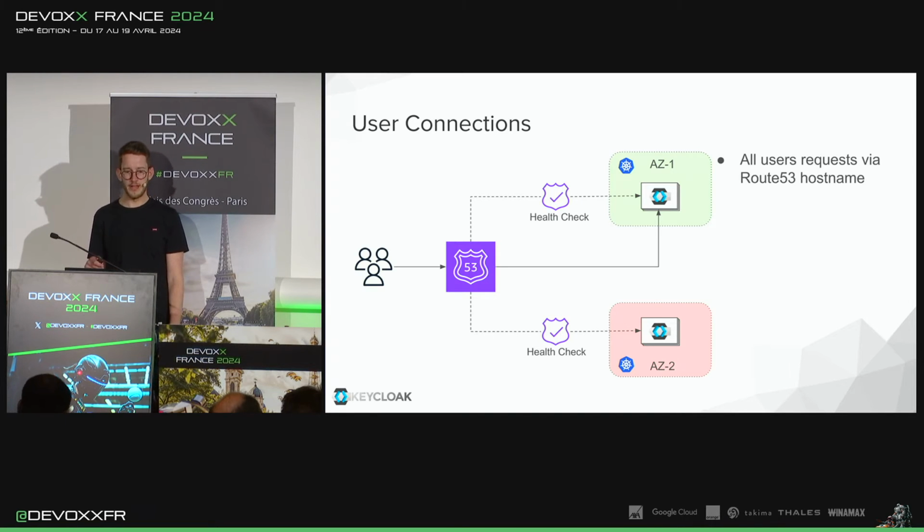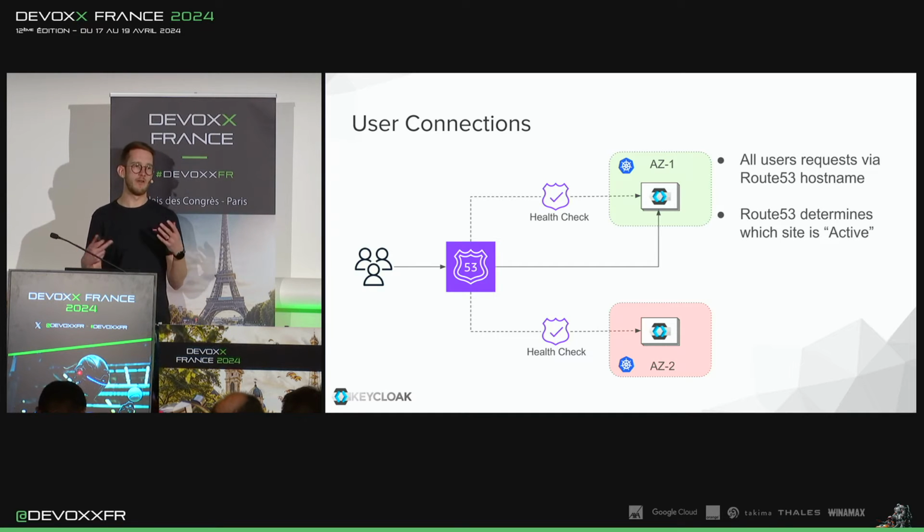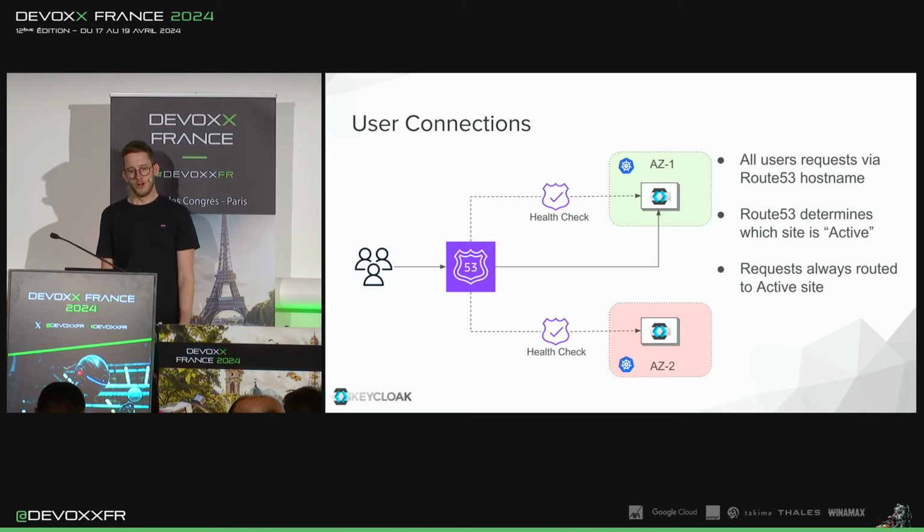Route 53 then determines which of our 2 sites is the active. How it does this is based upon our initial Route 53 configuration, so it is under our control. And Route 53 ensures that requests always get routed to the active site when it's available, as we expect.